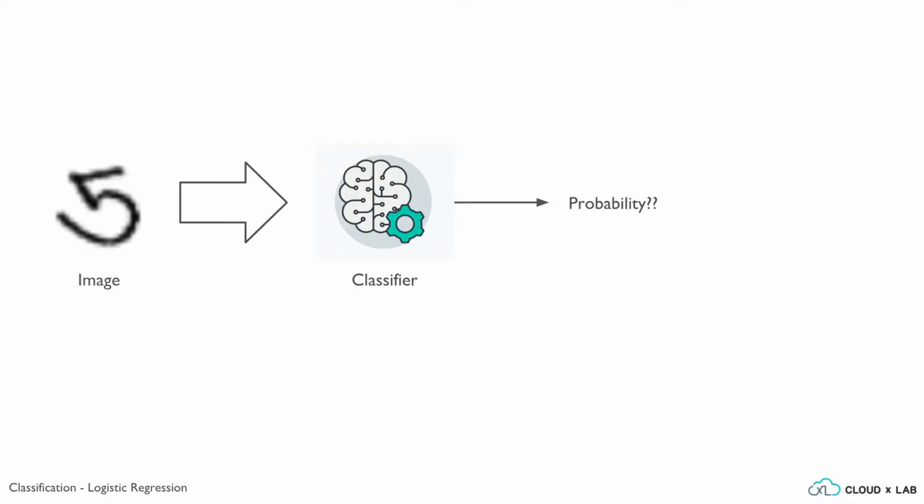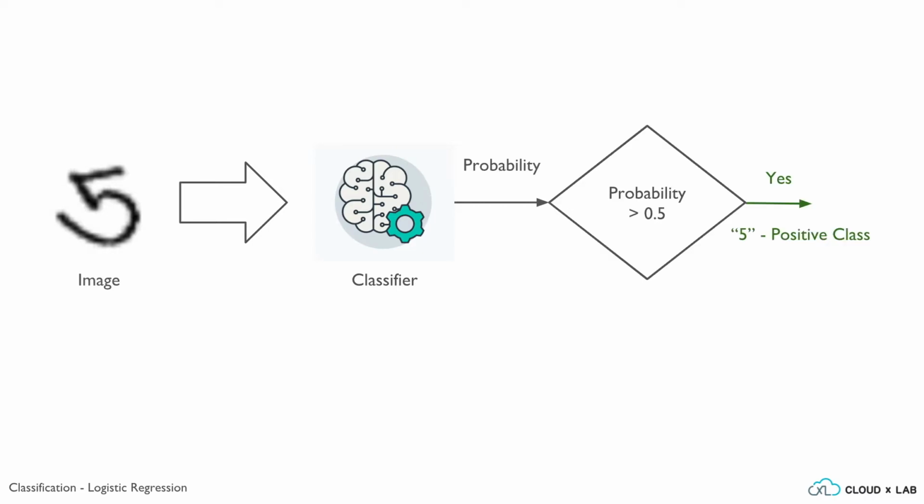Logistic regression is used to estimate the probability that an instance belongs to a particular class. For example, logistic regression can give answer to the question like, what is the probability that this image is of digit 5? If the estimated probability is greater than 0.5, then the model predicts that the instance belongs to the positive class labeled as 1, else to the negative class labeled as 0.